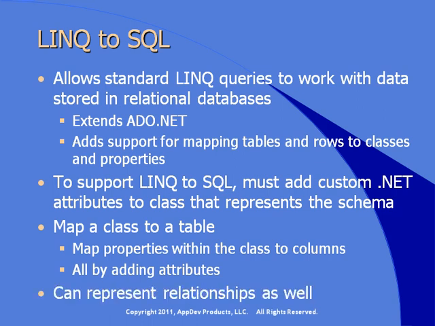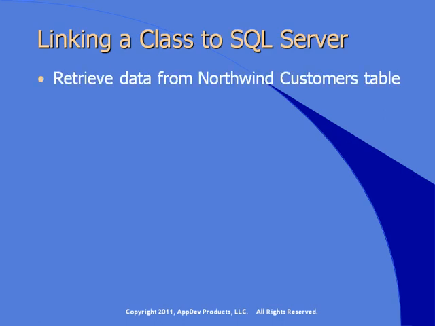We could represent relationships as well between the tables, but to do that, you're better off using the Object Relational Designer built into Visual Studio, which we're not going to cover in this section. It's out of the scope of this section, but it will be covered in a different section of the course. So we won't be using the Visual Studio Object Relational Designer, although that is the simplest way to build these classes. I wanted to show you how to do it manually first, so you appreciate the tool later on. We're going to retrieve data from the Northwind Customers table.